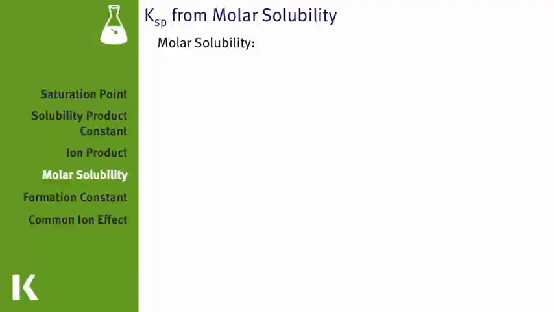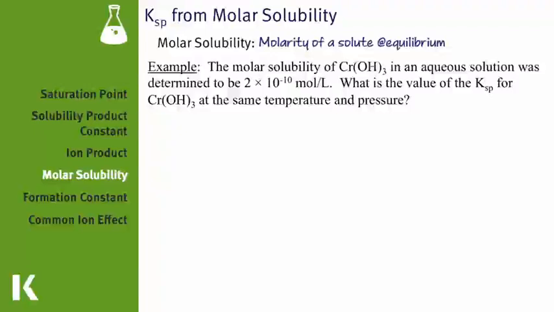Although we've spent all this time referring to the concentration of the solute, we haven't actually given that concentration a name until now. Molar solubility is the term used to describe the concentration of a solute at equilibrium. And if we know the molar solubility, we can calculate the KSP of a solute. We'll use this example with chromium 3 hydroxide to demonstrate how to calculate KSP given a molar solubility of 2 times 10 to the negative 10th.